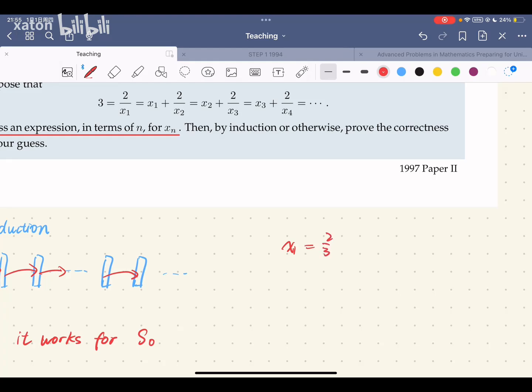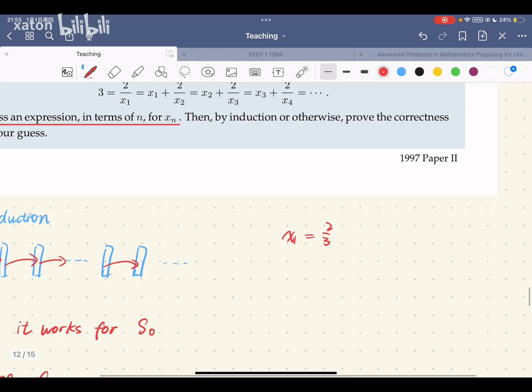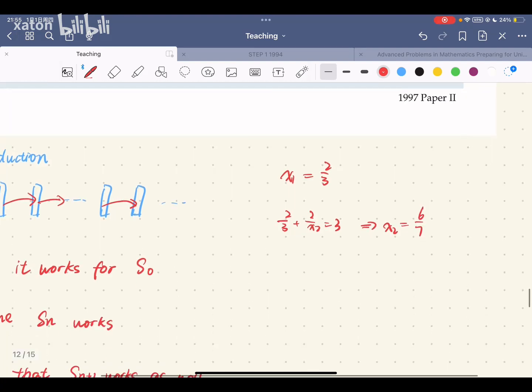For x1, obviously it is 2/3. So we have 2/3 plus 2/x2 equals 3. This gives us x2 equal to 2 over 9/3 minus 2/3, which is 7/3, so x2 is 6/7. So 6/7 plus 2/x3 equals 3. So x3 equals 14/15. Have you ever noticed some pattern?